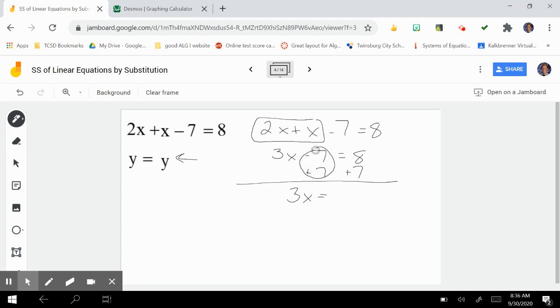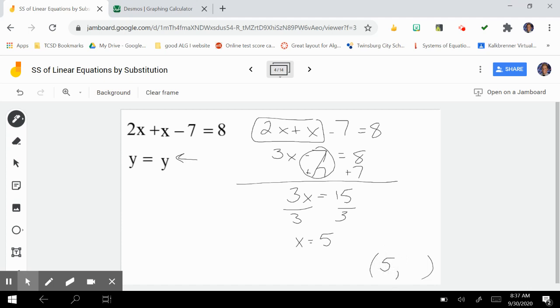This is my flashcard of 0. 8 plus 7 is 15. And now we are going to divide by 3. And what does x equal? X equals 5. So again, if you recall, all of our answers are going to be in ordered pair. So the front half of my ordered pair, or my x term, is 5.